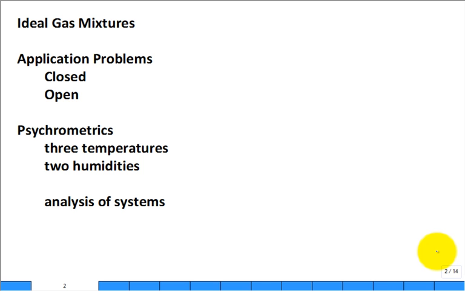So this is our second lecture on psychrometrics. We've been into ideal gas mixtures, but the study of moist air, it's our second lecture. Last time we talked about three temperatures. What are those three temperatures? The dry bulb, wet bulb, and dew point.